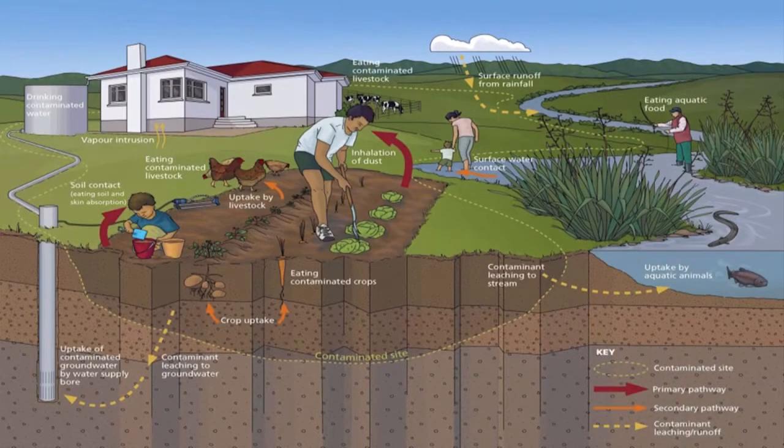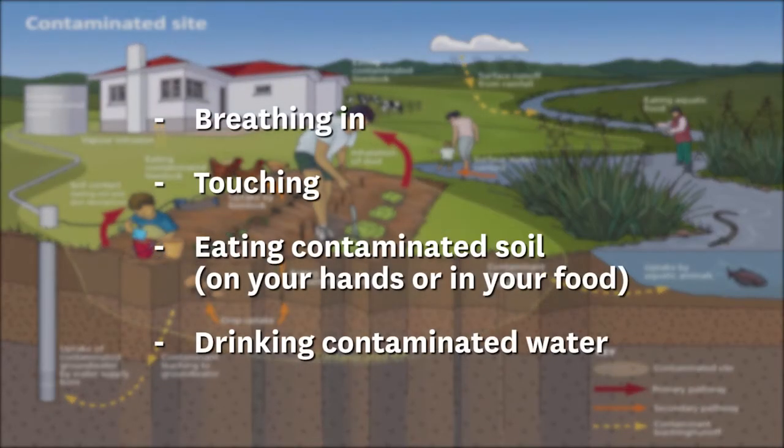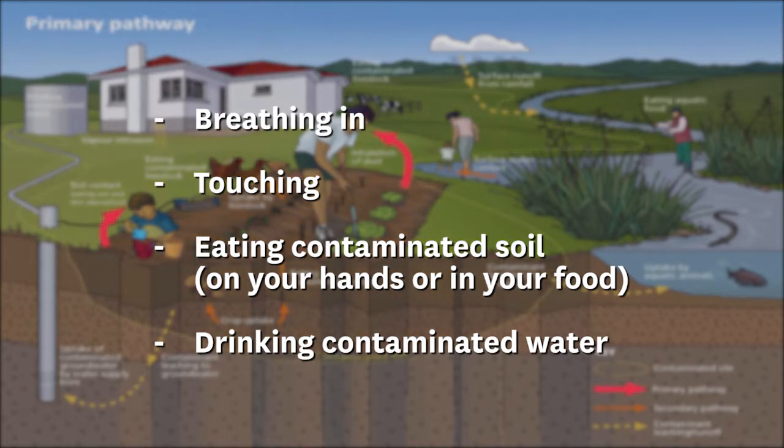This is how contamination affects people directly, when you breathe in or eat dust or soil, or through contact with skin. You can also be affected by eating vegetables or livestock grazing on contaminated land, or by drinking contaminated water.